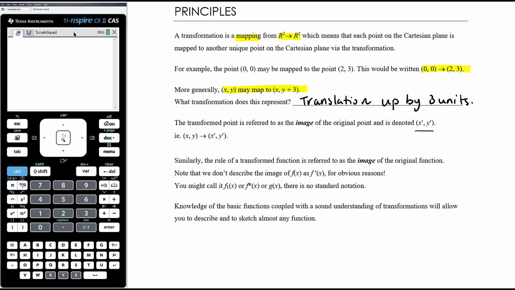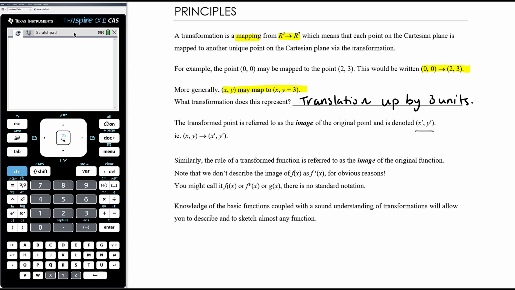Similarly, the rule of the transformed function is referred to as the image of the original function, but we wouldn't use f dash to talk about the image function because obviously f dash is already the notation we use for derivative. You could call it f1 of x or f star of x or a whole other function name g of x. There's no standard notation. I'd probably just revert to y equals for the image, but up to you.